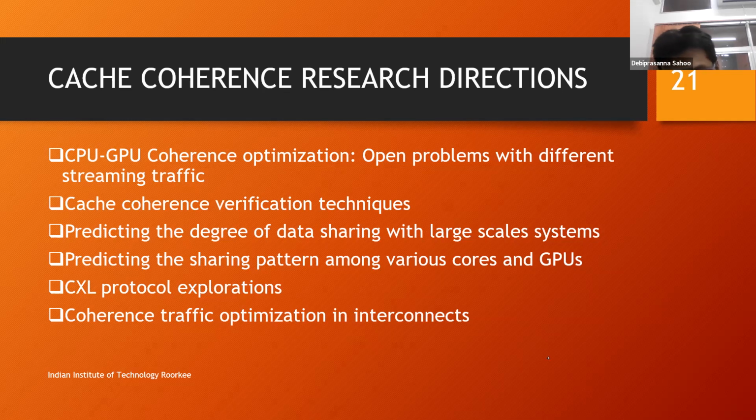The CXL protocol is a new protocol which is growing now. It was brought in to get a common handshake between different vendors, so exploring those directions is also important. And of course, coherence traffic optimization in interconnection networks has been very famous and running for a longer time now. So these are the major cache coherence research directions. If anyone is interested, they can work on it.